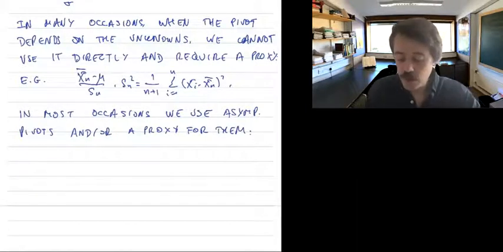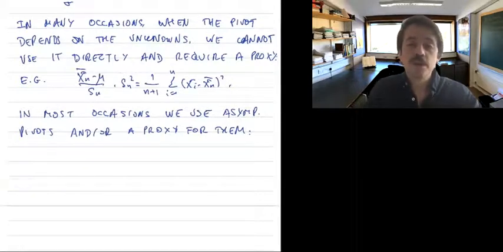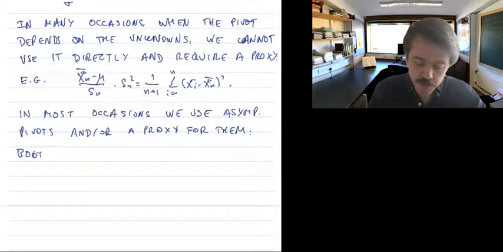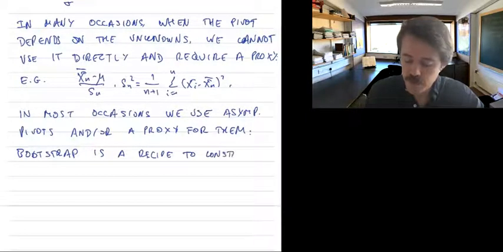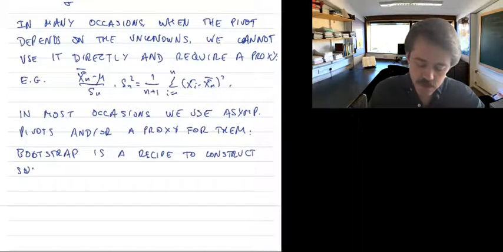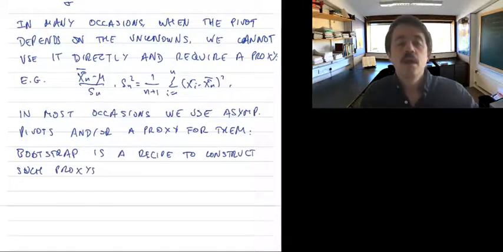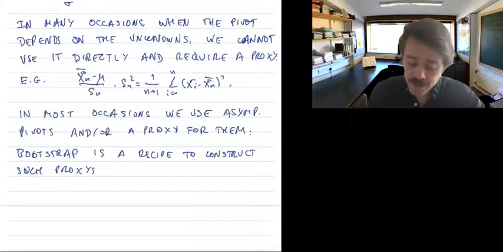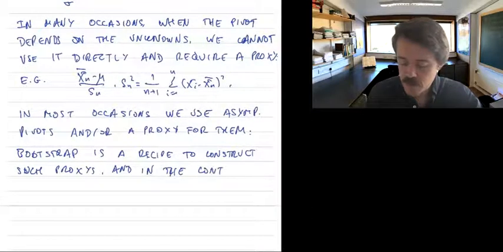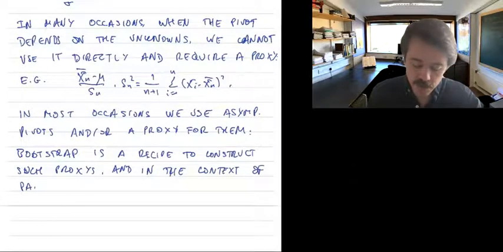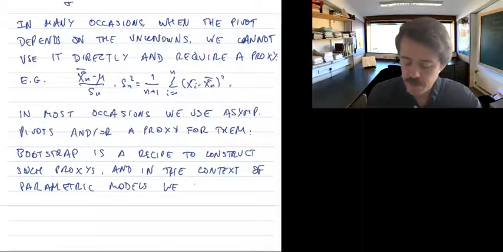And now what we see precisely is that the bootstrap is one way of constructing these. So the bootstrap is a recipe to construct such proxies. What we have is that we have two types of bootstrap, in the context of parametric models, we have two types.